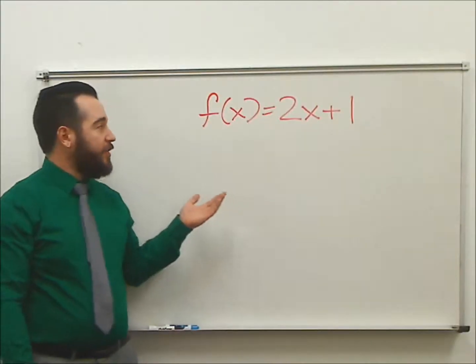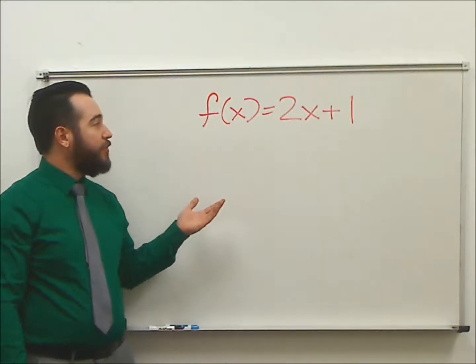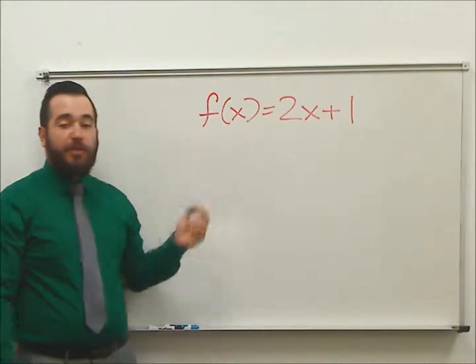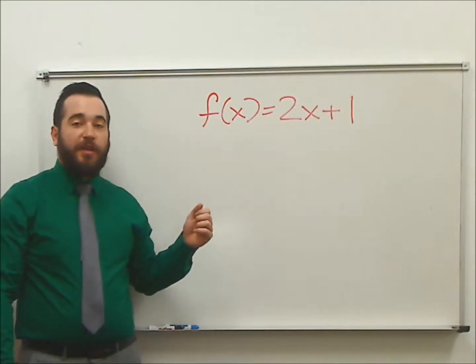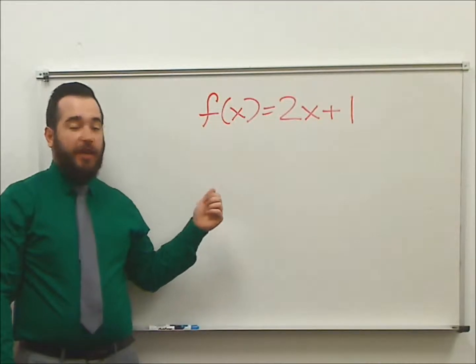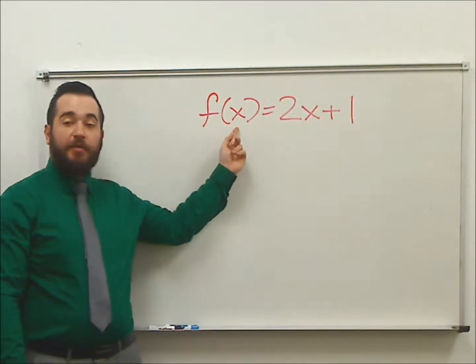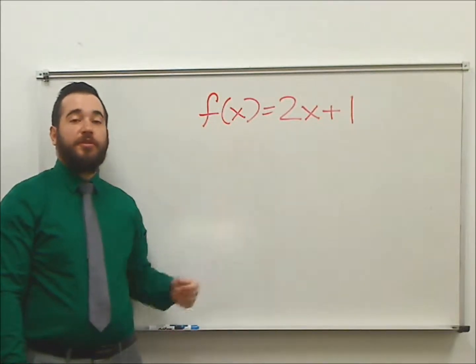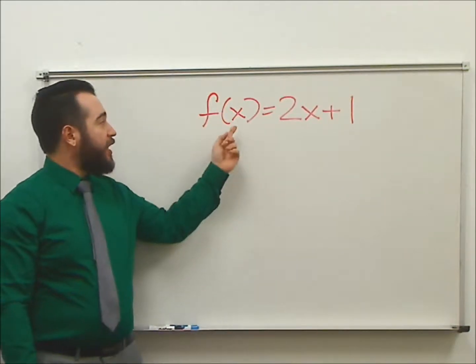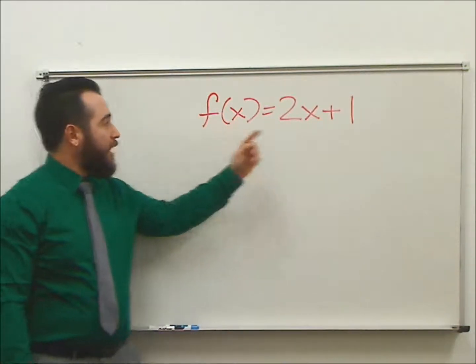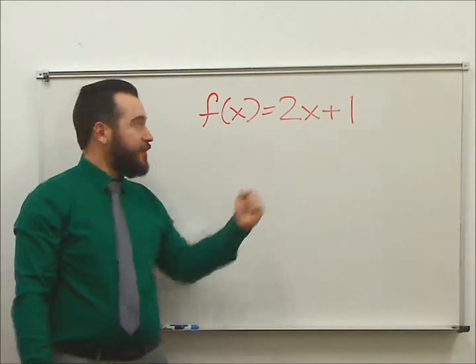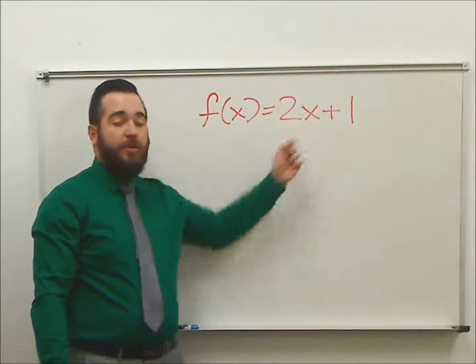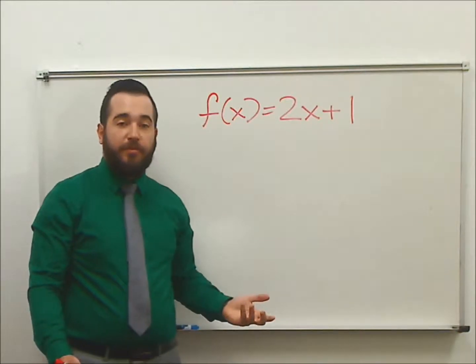f of x equals 2x plus 1. So f just represents the title of the function. We would refer to this as a function f in terms of x, which is the variable that will be used. So this takes x and it assigns it to 2x plus 1. So you take in an x, multiply it by 2, and add 1 to get your output.